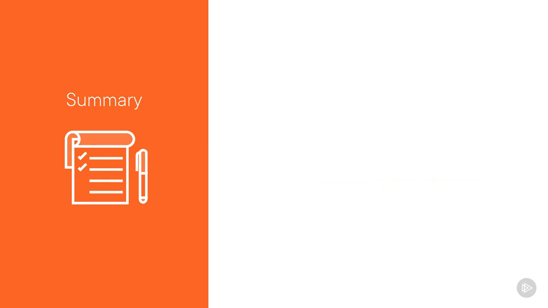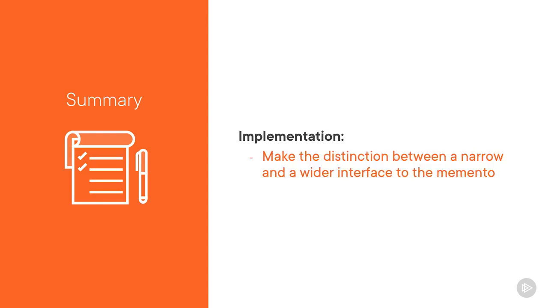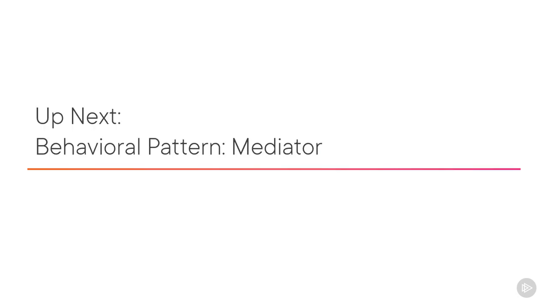As far as implementation goes, the important thing to remember is that we're working on a narrow and a wide interface. We can do that by only allowing the memento properties to be set privately. Like that, the originator can do that, as it uses the constructor for creating the memento, but the caretaker cannot. On to the next pattern, the mediator.